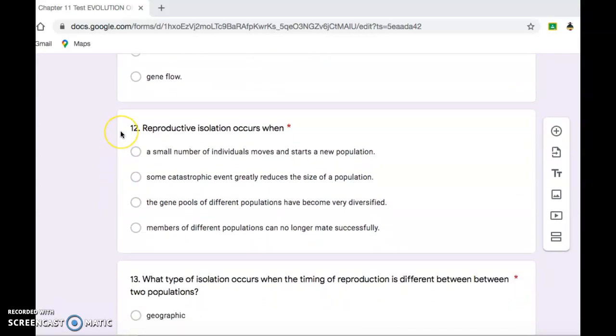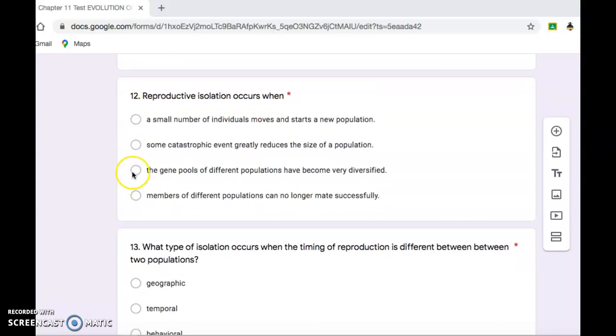Number 12. Reproductive isolation occurs when a small number of individuals moves and starts a new population. Some catastrophic event greatly reduces the size of a population. The gene pools of different populations have become very diversified. Or members of different populations can no longer mate successfully.